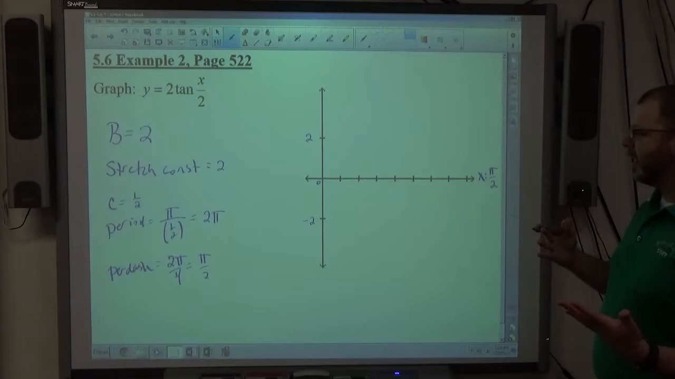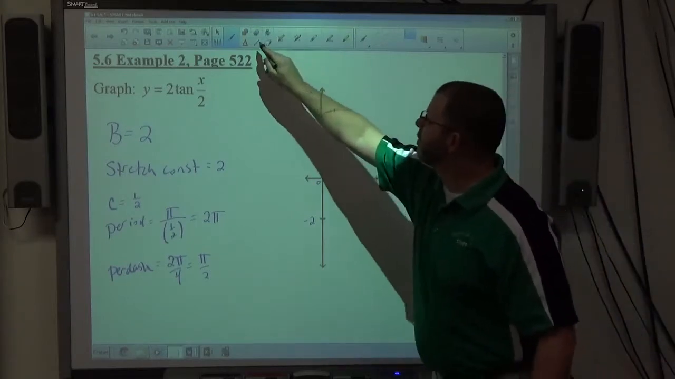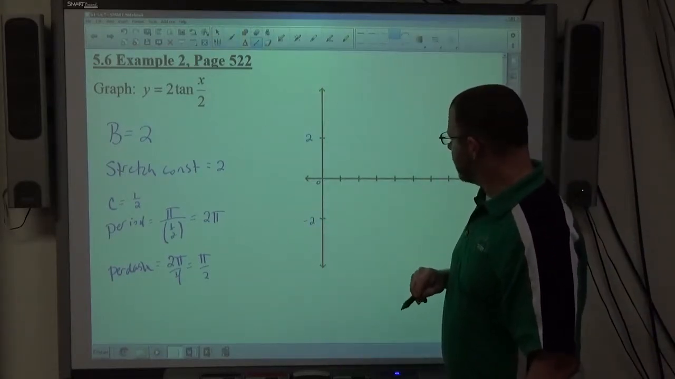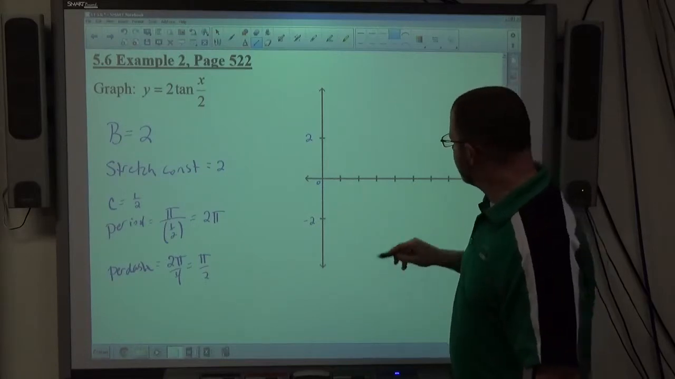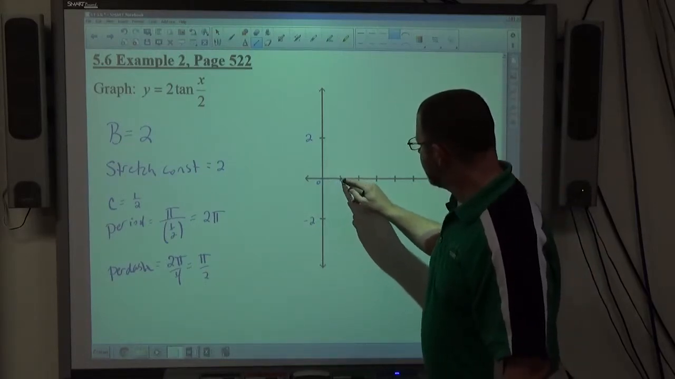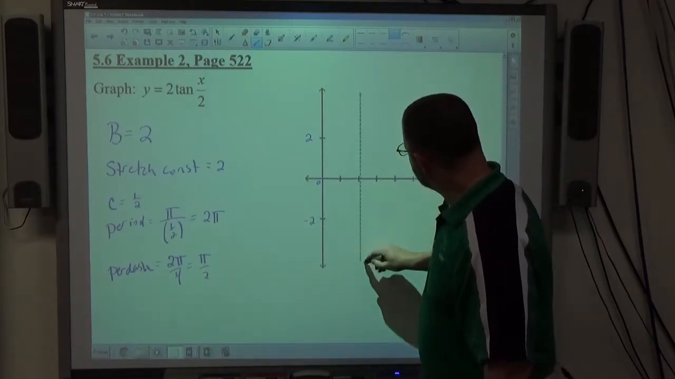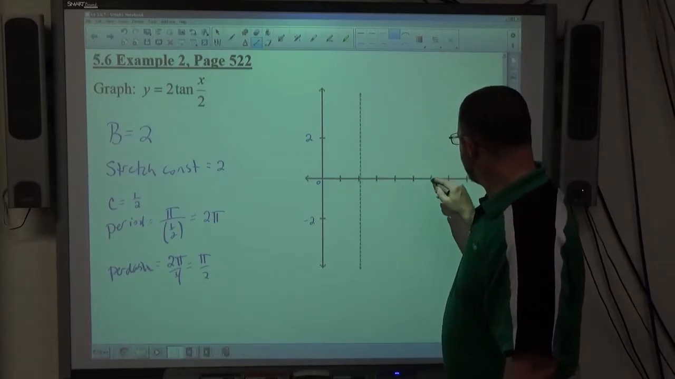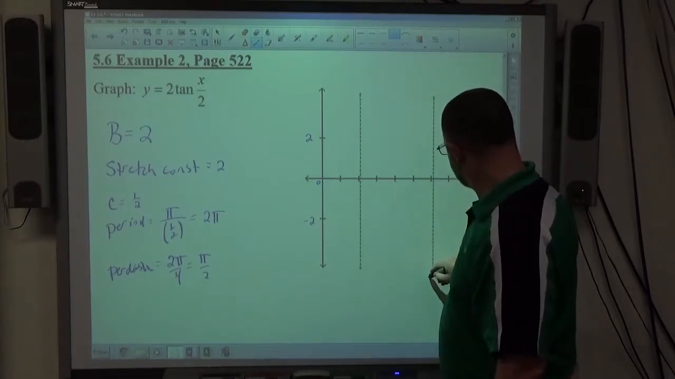And again, once you get that determined, then it's just a matter of putting the asymptotes in and then putting the dots where they belong, connecting the dots properly. So first dash, second dash, asymptote. Third, fourth, fifth, sixth dash, asymptote.